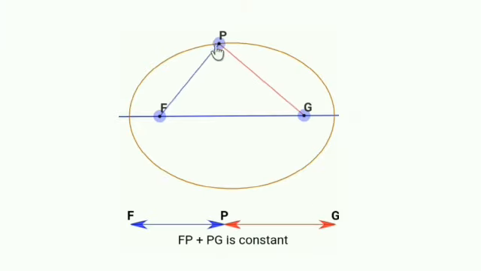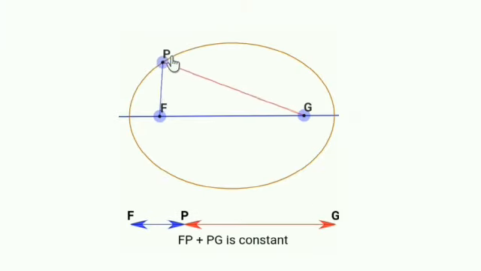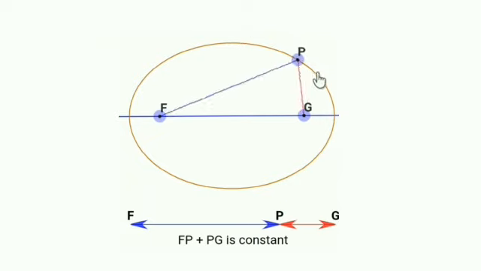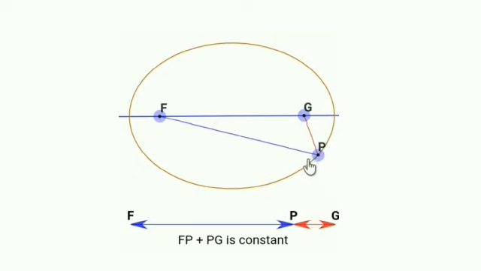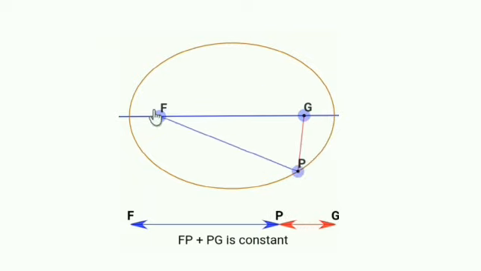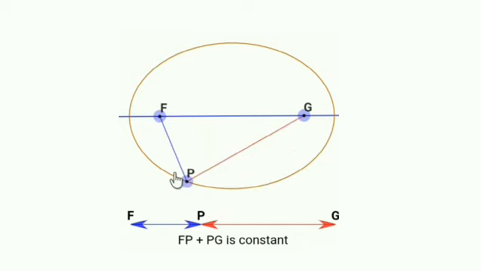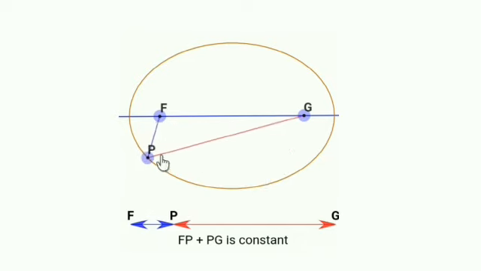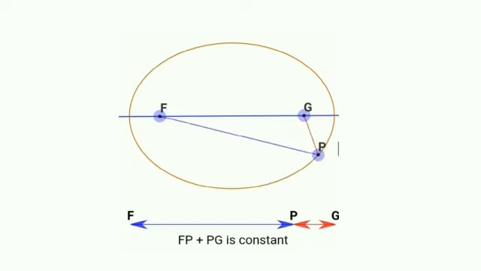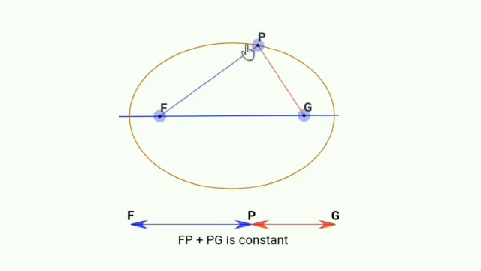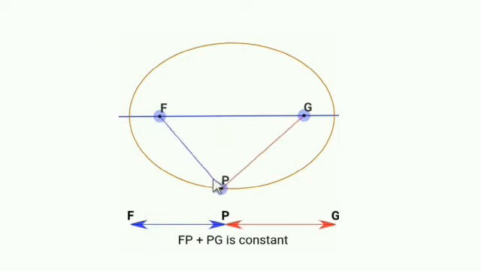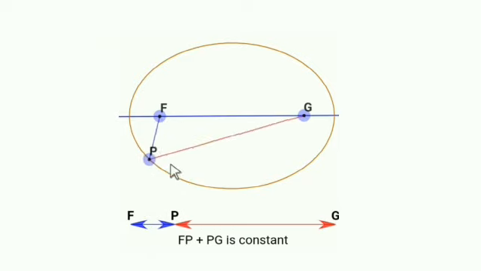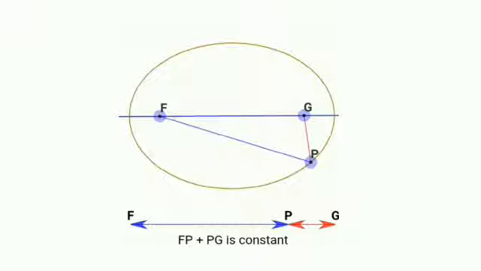This point P, I can move anywhere on the ellipse, and it will give the same property, that is PF plus PG will give us a constant value. Whether the point P is rotated around the ellipse, it will give the same distance. So this is the property of the ellipse, that the distance will be constant.